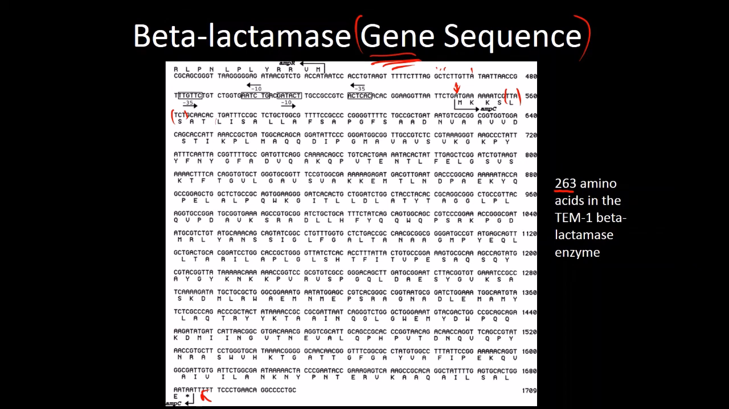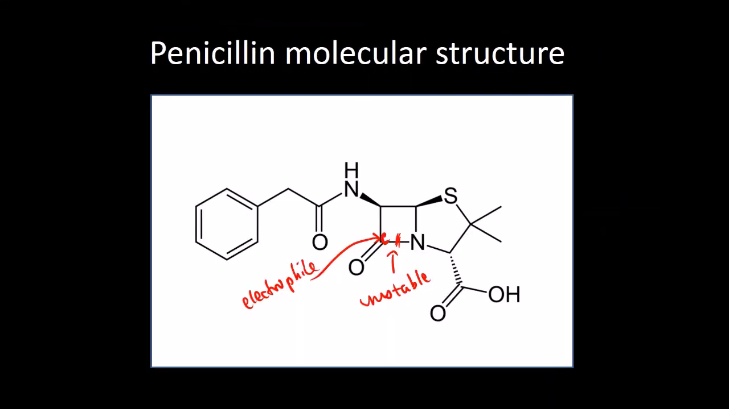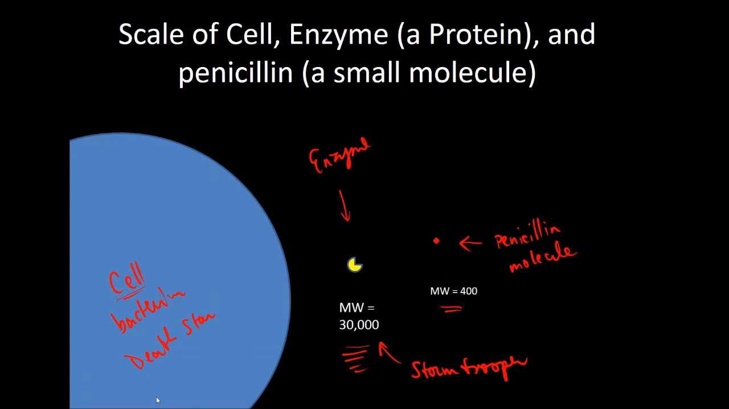Okay, that's the end of the show. Let's go back and see whether everything makes sense. This, I think, is the most important one. This cell has a gene, some DNA that allows it to make this enzyme, the beta lactamase, that will protect the cell from penicillin, which would otherwise be fatal to the bacterium.